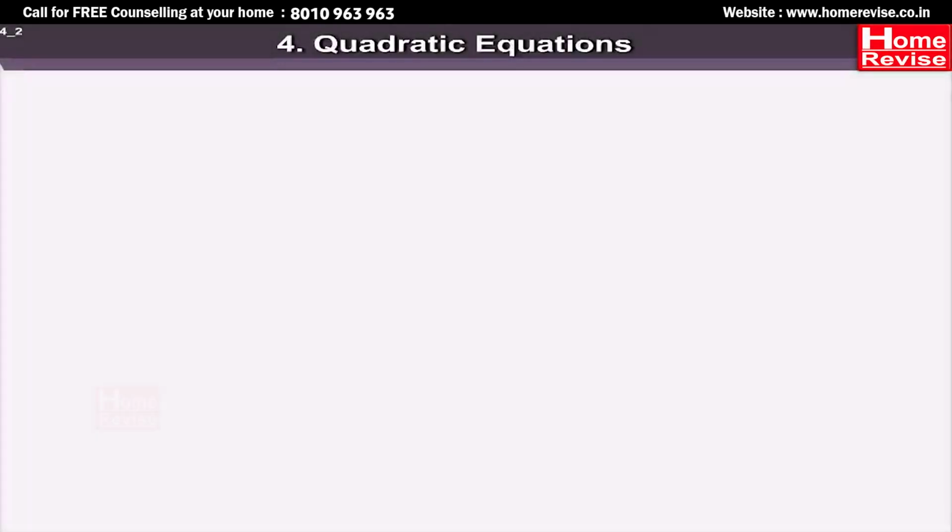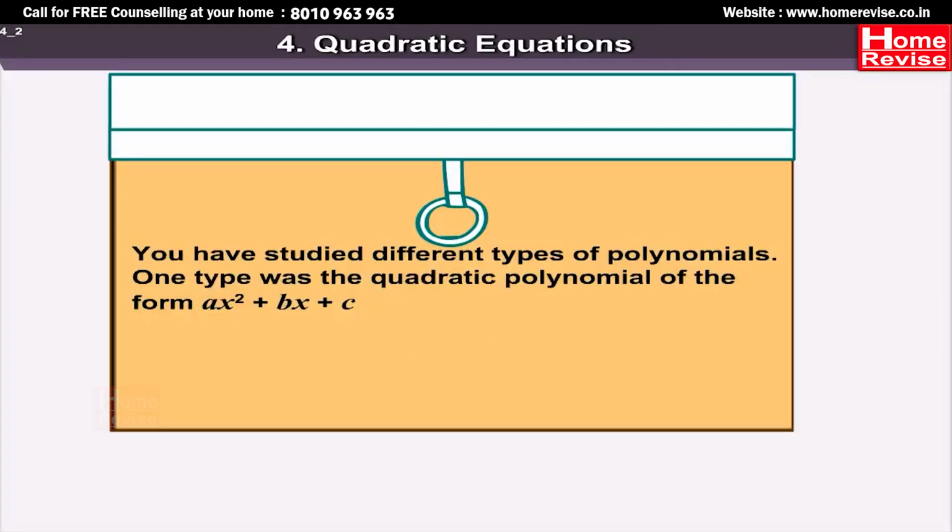Chapter number 4, Quadratic Equations. Introduction. Dear friends, you have studied different types of polynomials. One type was the quadratic polynomial of the form ax squared plus bx plus c, where a is not equal to 0.